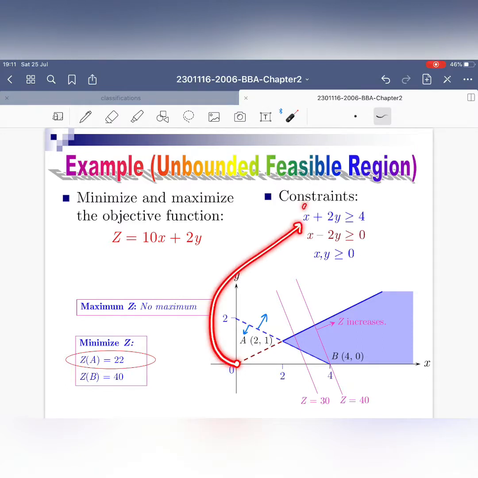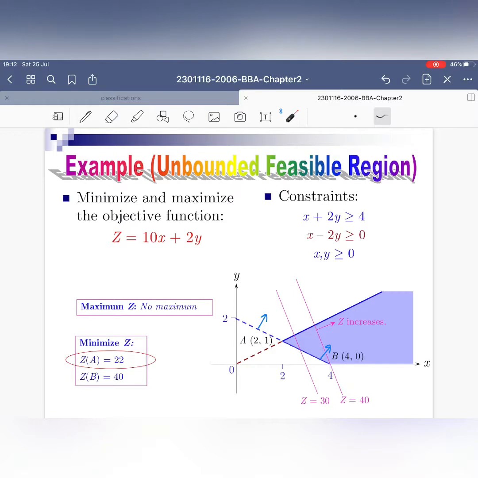As you plug in, you have 0 greater than or equal to 4, which is a contradiction. So the region under consideration is the one that does not include 0, 0, so you need the one above. How about the second one? This one is a little bit confusing.